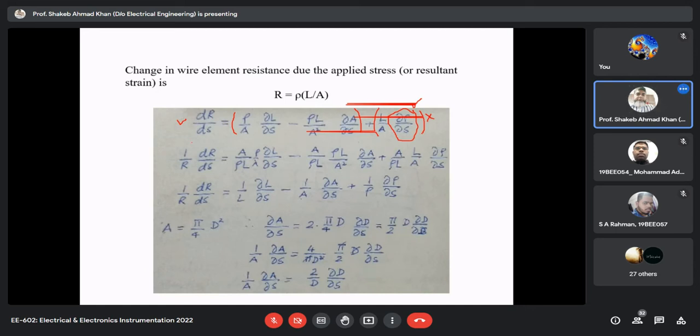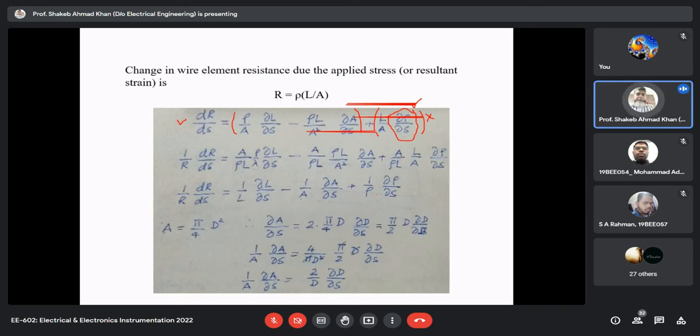Now here, what we did, we took the fractional change in resistance, delta R upon R, and accordingly divided both sides by resistance. So finally this comes out to be: fractional change in resistance with the stress is equal to fractional change in length of the strain gauge wire with the stress, plus fractional change in area with the stress, plus fractional change in resistivity with stress. So this is how we are trying to establish our relation.